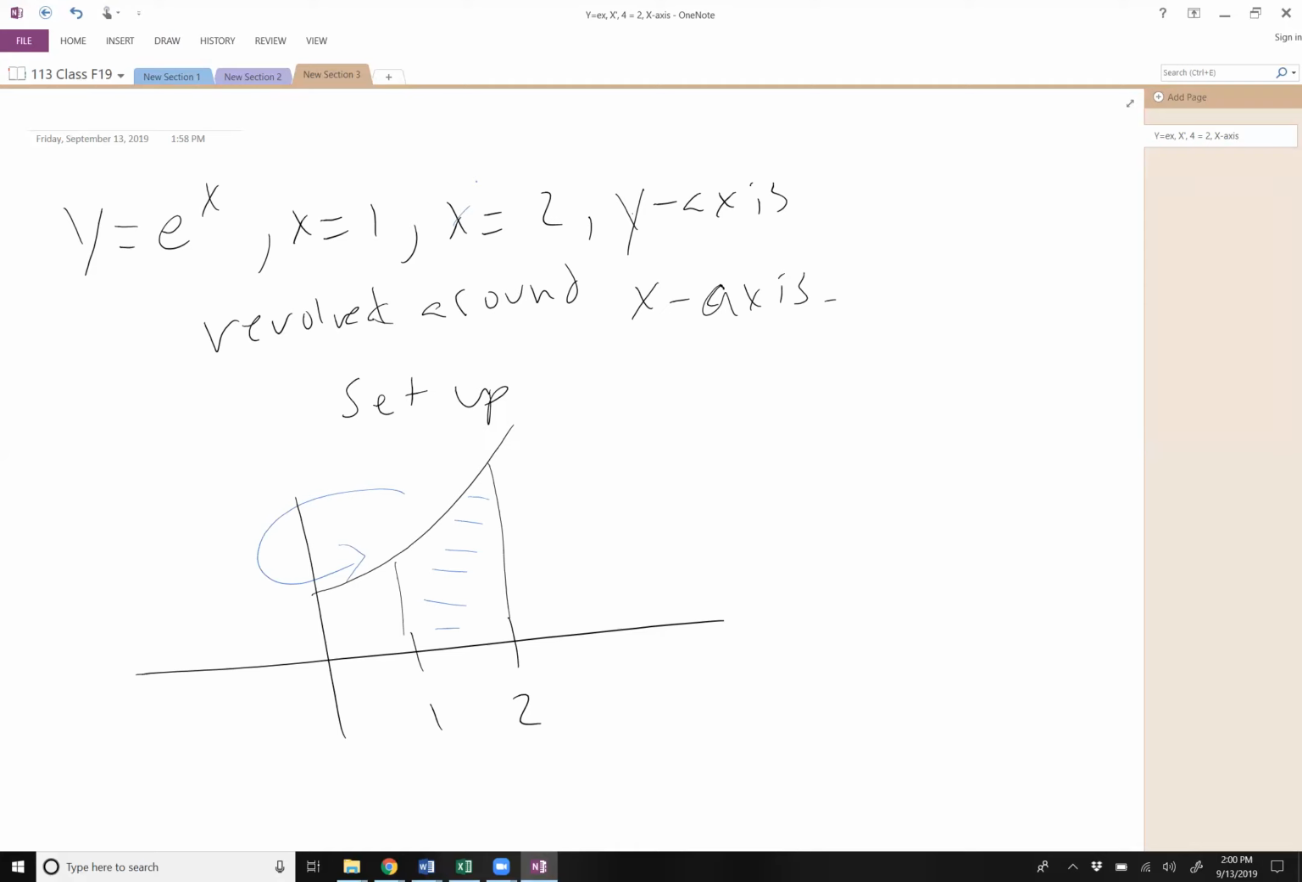Oh, yes, I switched these. Oops. So that should be X, this should be Y. Right? So, yeah, the lower bound is the X-axis and it's revolved around the Y-axis.